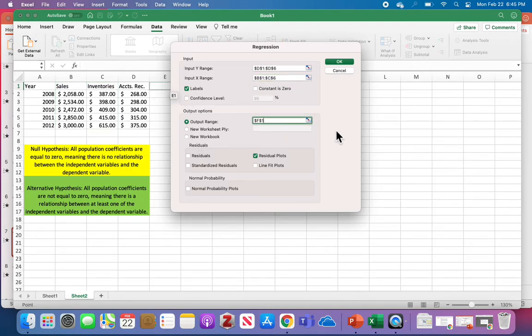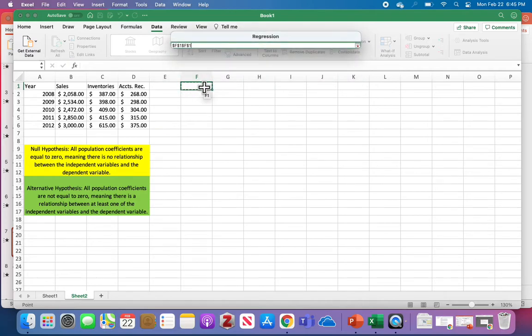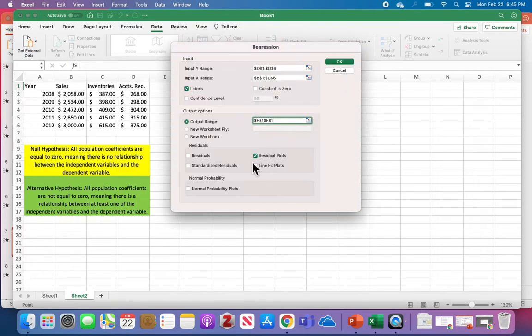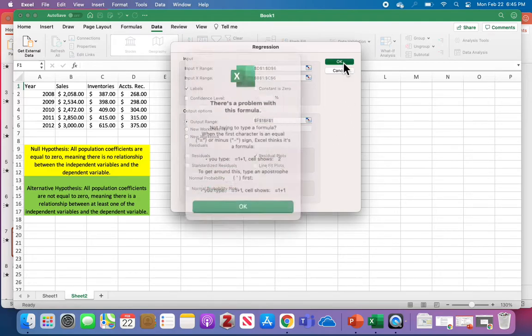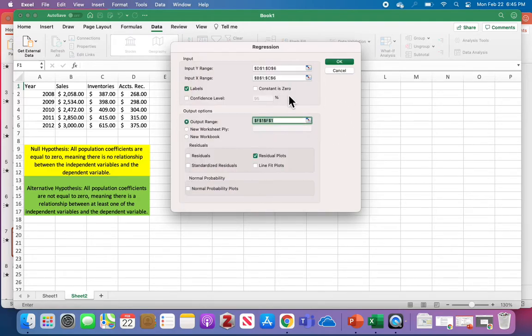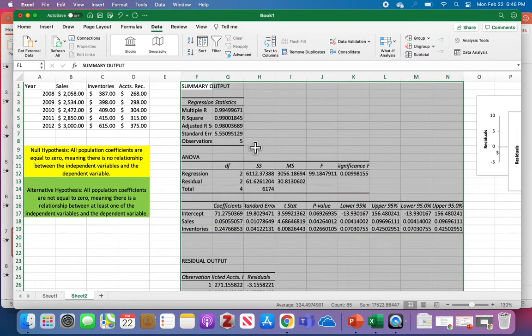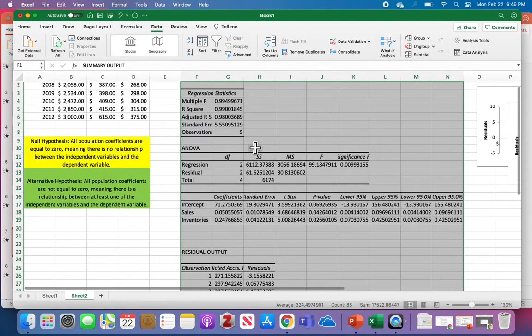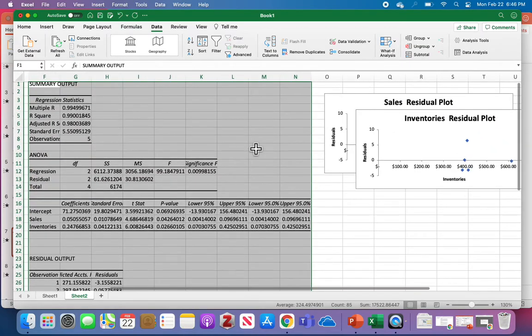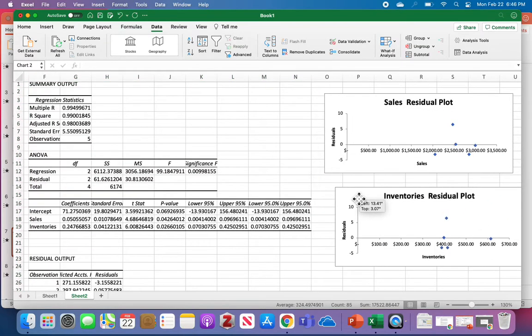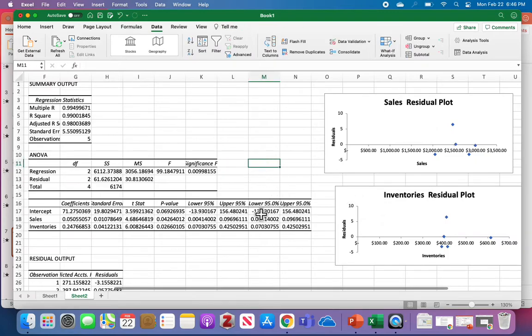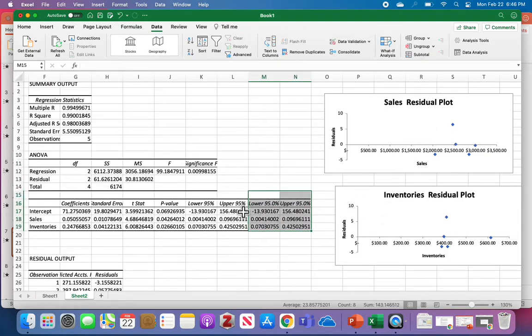Let's put it in F1 again. We want that residuals plot still. Oh, what did I do? Oh, I put two F1s there. There we go. All right, so now we've got our summary output from the multiple regression. We've got our scatter plots here. And again, I still don't know why it gives me the same upper and lower confidence intervals.